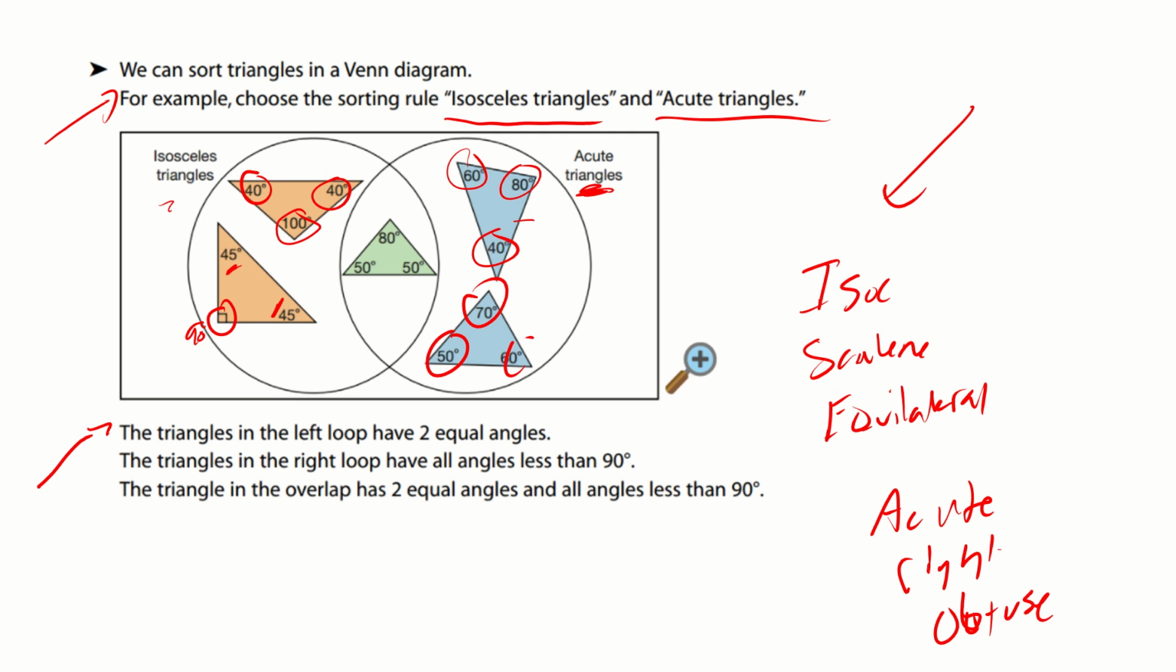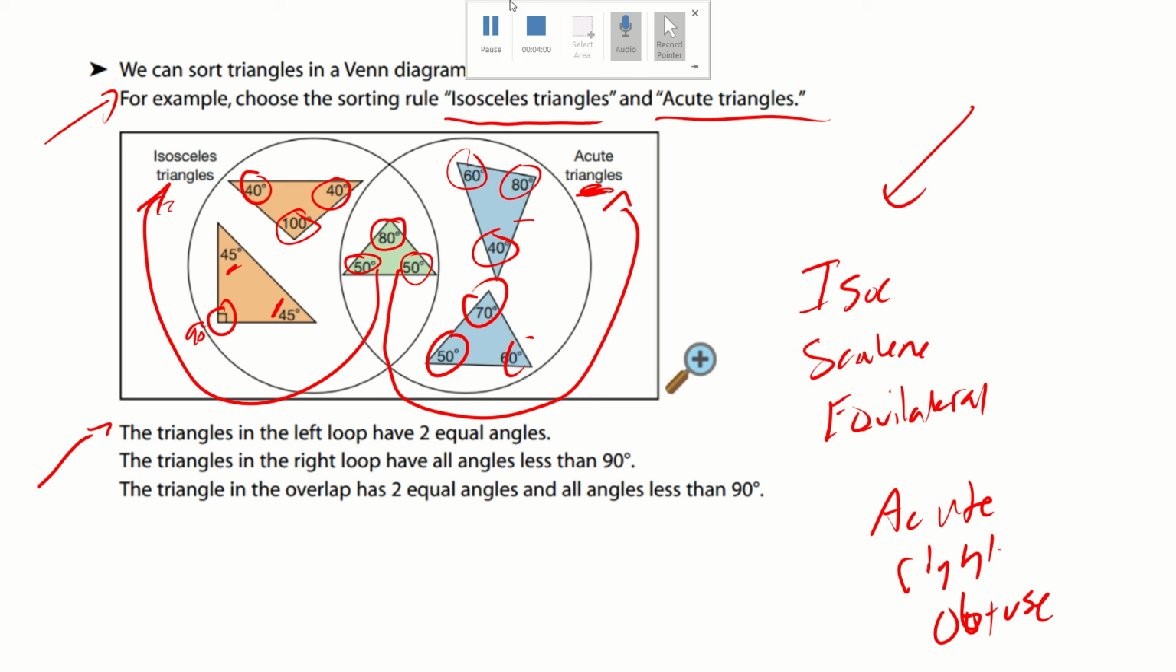All right, now comes the weird one, in the middle. Okay, so what has two equal angles but is less than 90 degrees? My one triangle is 80, 50, and 50. This is an example of an isosceles, but is also an example of an acute. So this is an example of one where it goes into both.